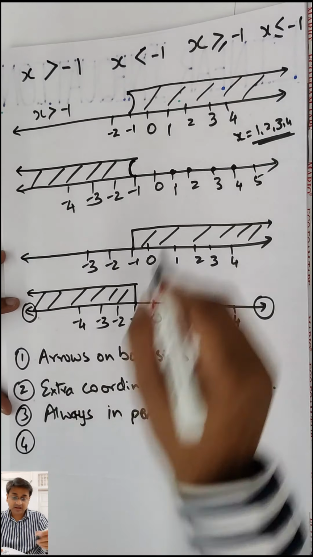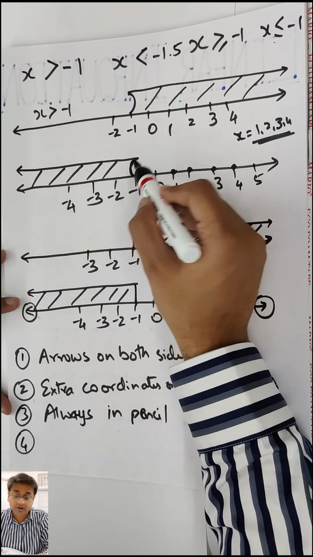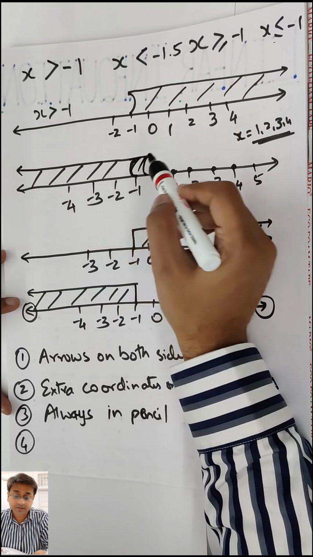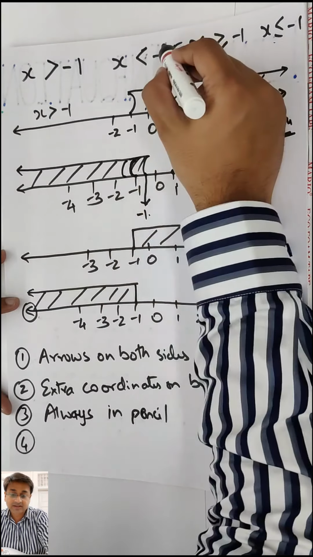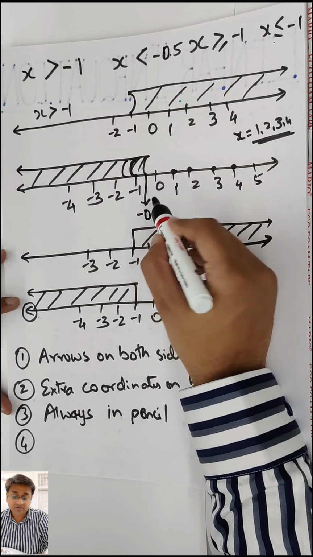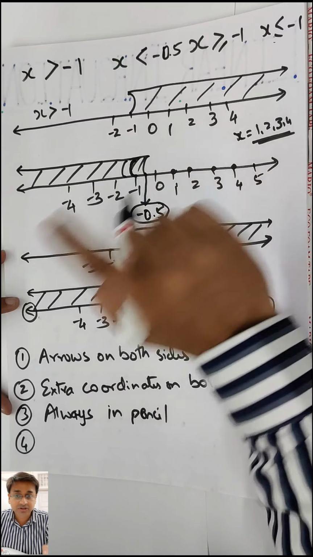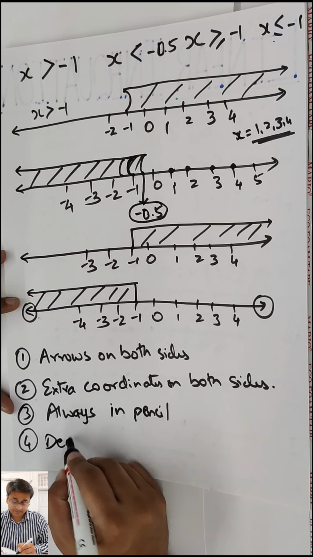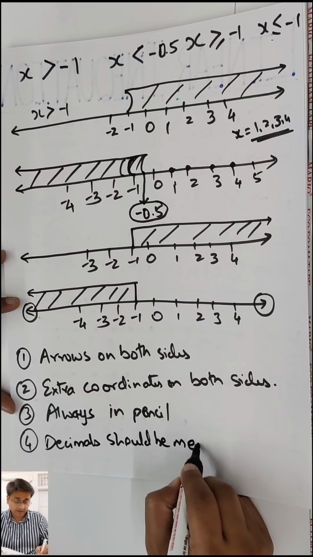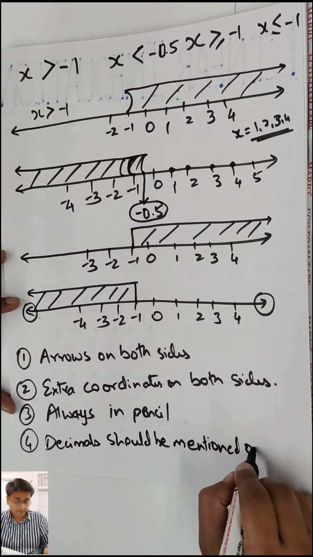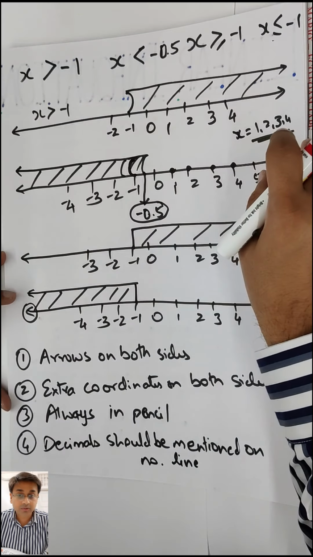Last thing, just in case if this was 1.5, so x is smaller than 1.5, then you go to 1.5, and from here you will draw it, and then here you should mention 1.5. Sorry, let's take it 0.5. So this will be 0.5, and you should mention this number here, although it is right at the center, but if you do not mention, 1 mark again lost. So decimals should be mentioned on number line, compulsory. Okay, so these 4 do's you need to do, otherwise you will lose your marks.